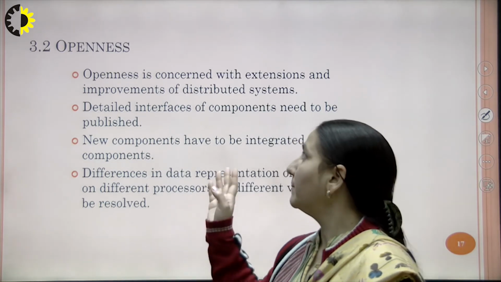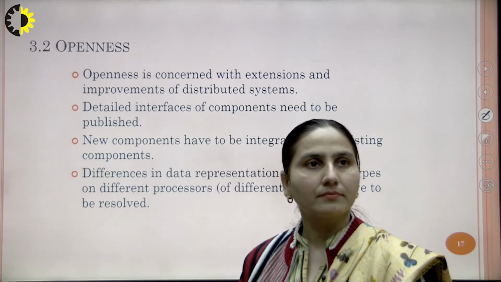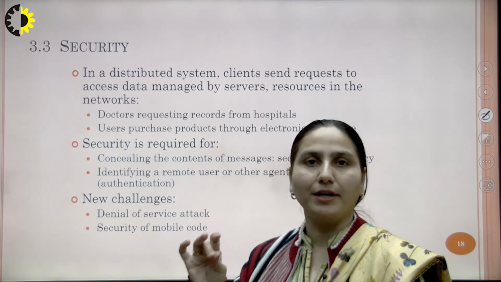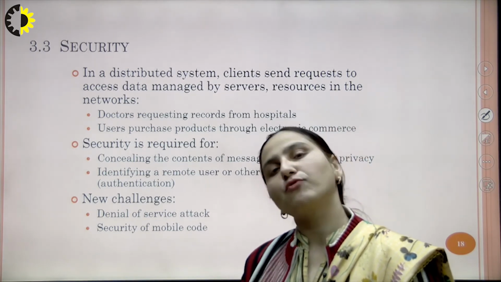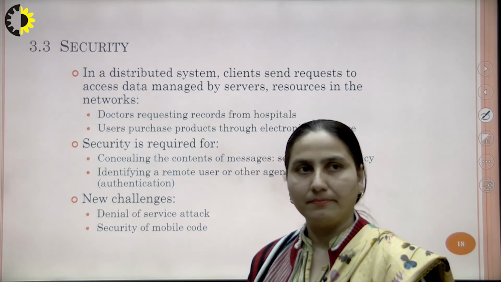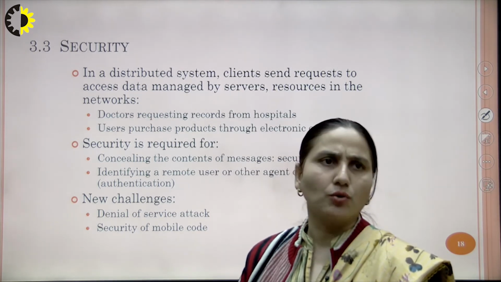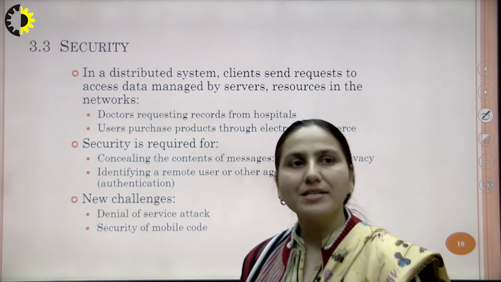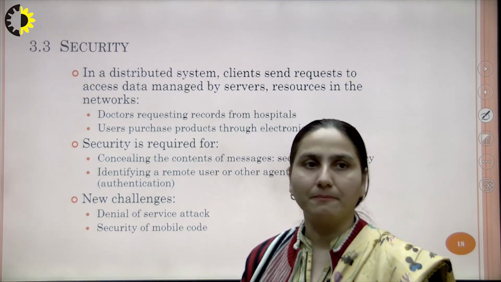So this is again an important characteristic of distributed systems. Next comes security, which is the most important characteristic of DS. What do we mean by security? We always want systems to be secure. No one wants the system to be insecure. So, in a distributed system, the client sends a request to access the data that is managed by the server, the resources in the network.